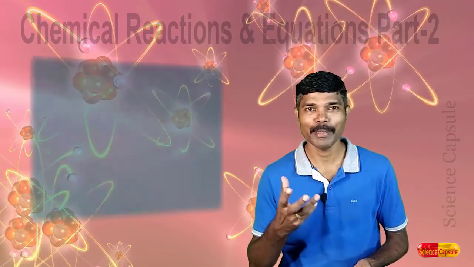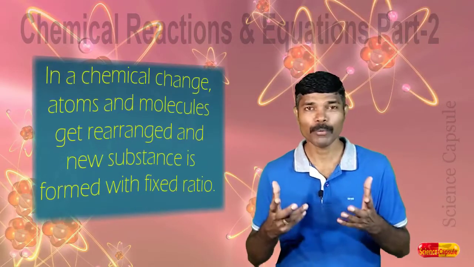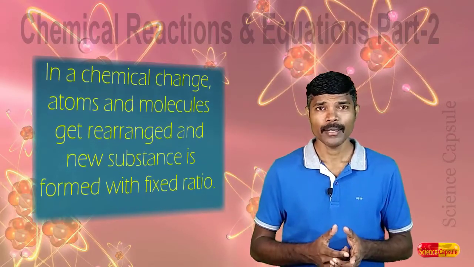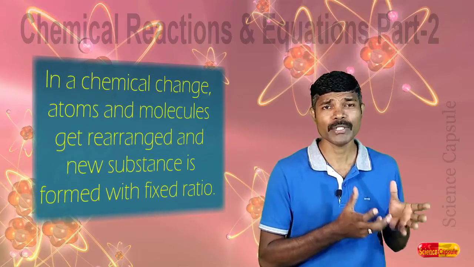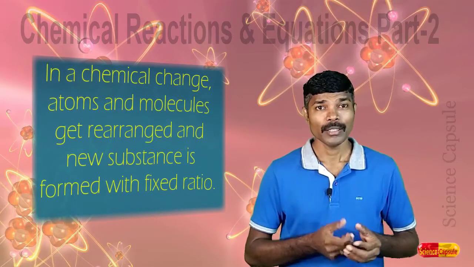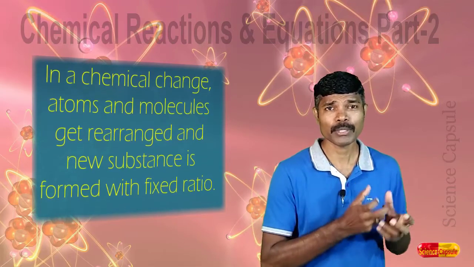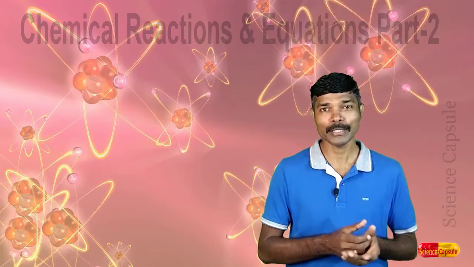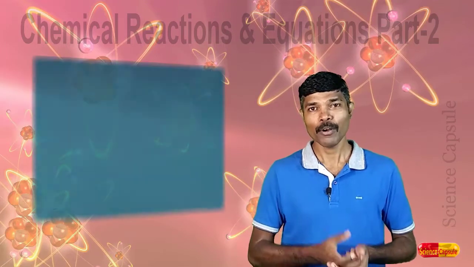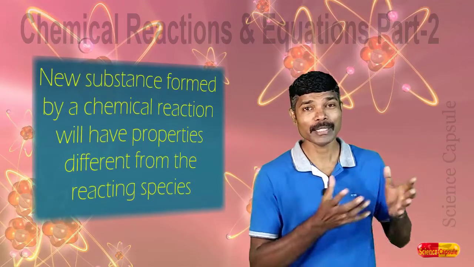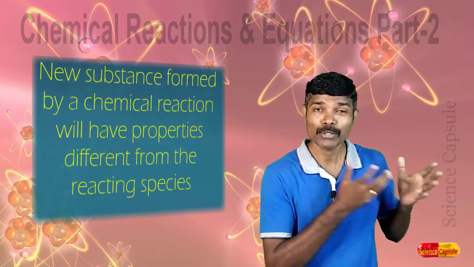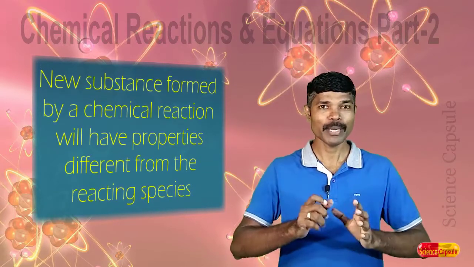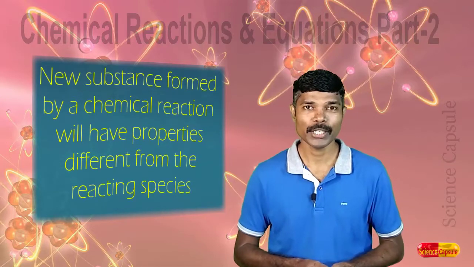So dear children, in the first part we have learned what a chemical change is. Whenever we talk about chemical change, you must understand that the reacting species, or the substances which undergo chemical change, have their atoms and molecules undergo transformations. As a result of the transformation, they form a new substance, and the new substance so formed will have properties totally different from the substances from which it has formed. So this must be understood. This is how a chemical change occurs.